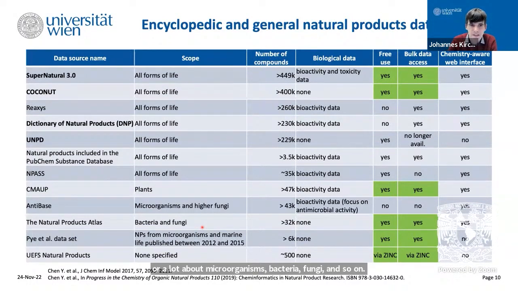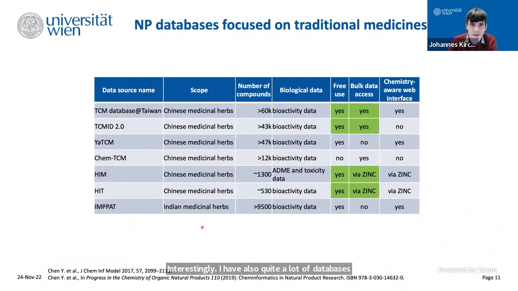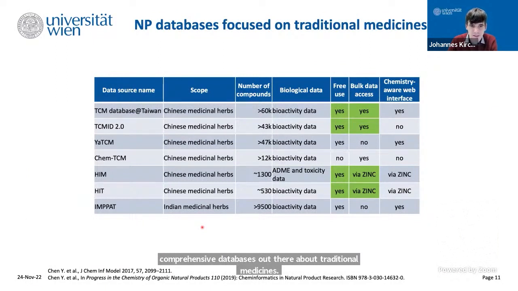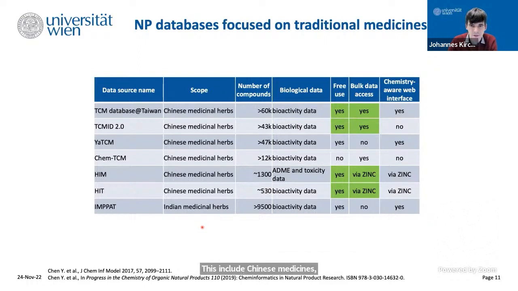And interestingly, we also have quite a lot of comprehensive databases out there about traditional medicines. These include Chinese medicines, Indian medical herbs, and so on. So there are quite substantial collections out there.